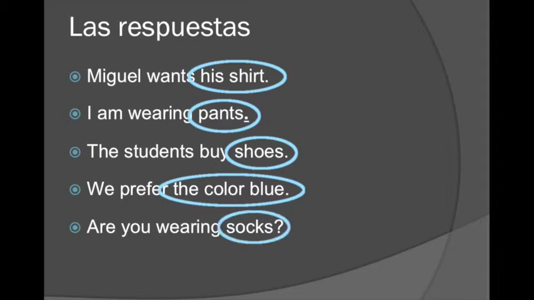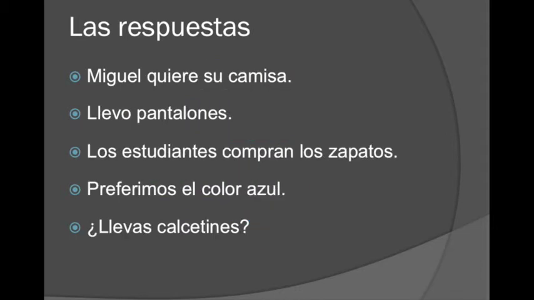What are you wearing? Socks. Those are all the things that are being acted on in those sentences. In Spanish, you can see Miguel quiere su camisa. What does Miguel want? Su camisa. Llevo pantalones. I am wearing pants. ¿Qué llevo? Pantalones. The students buy shoes.